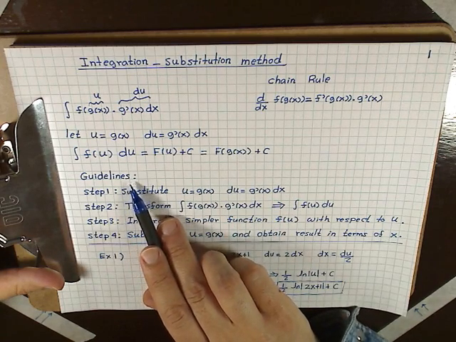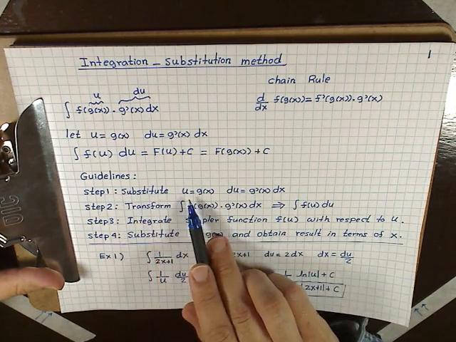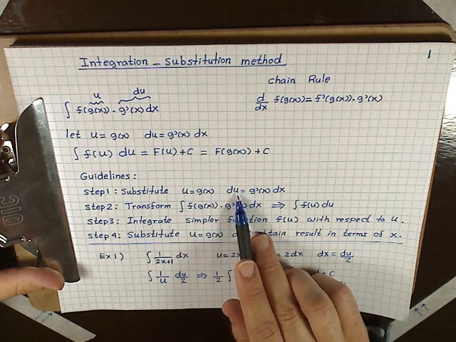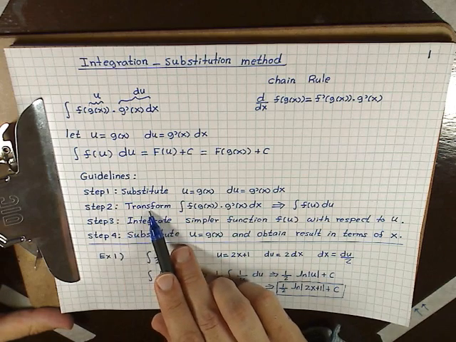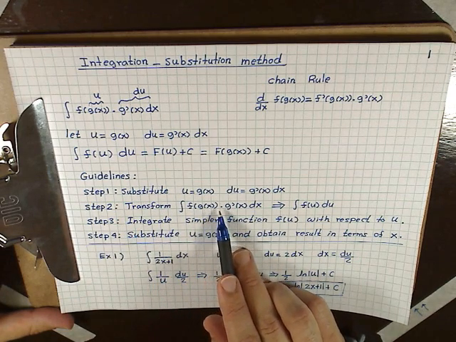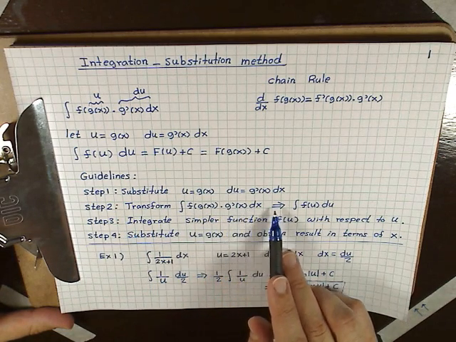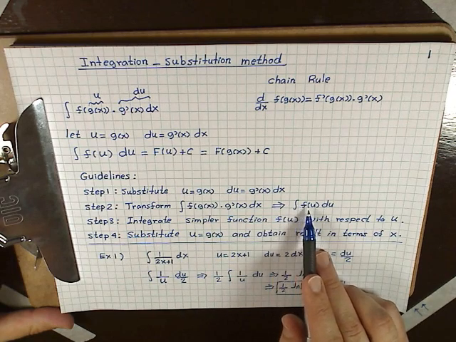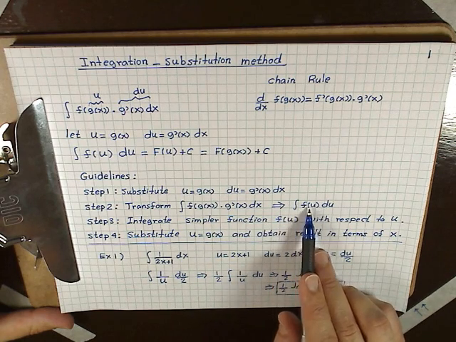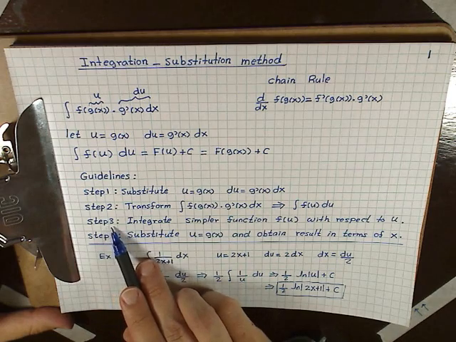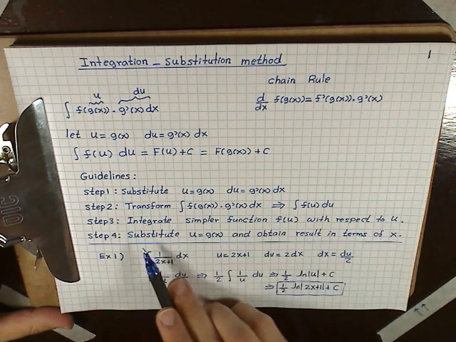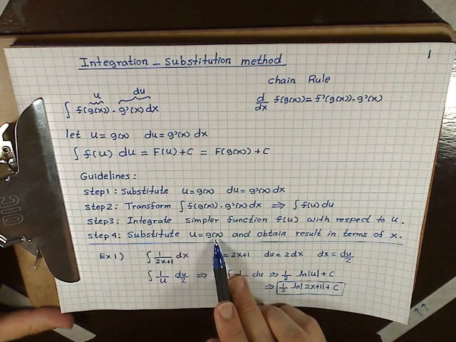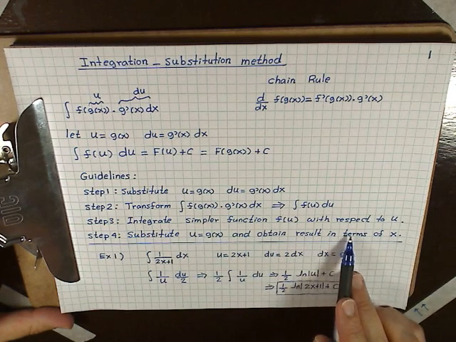Here are the guidelines. Step 1, substitute u equals g of x, du is equal to g prime of x dx. Step 2, transform integral f of g of x times g prime of x dx into integral f of u du. Now everything involves u. Step 3, integrate simpler function f of u with respect to u. Step 4, substitute u equals g of x and obtain result in terms of x.